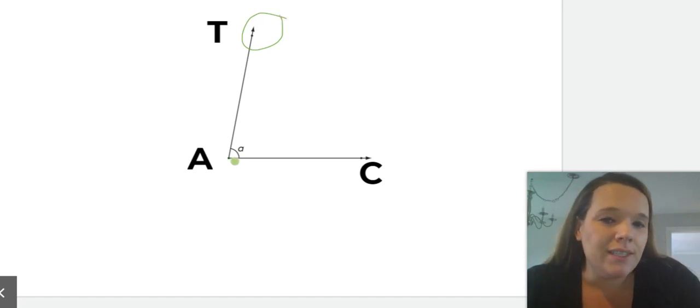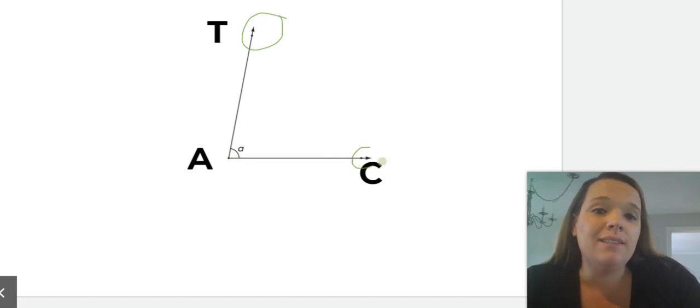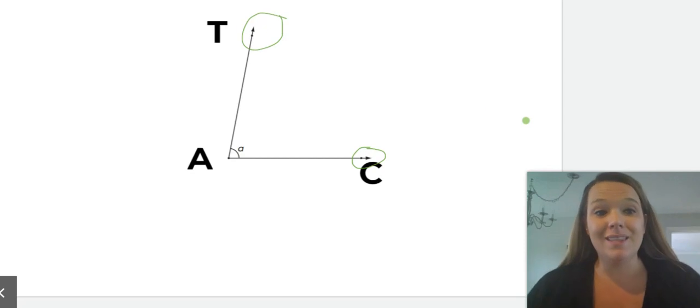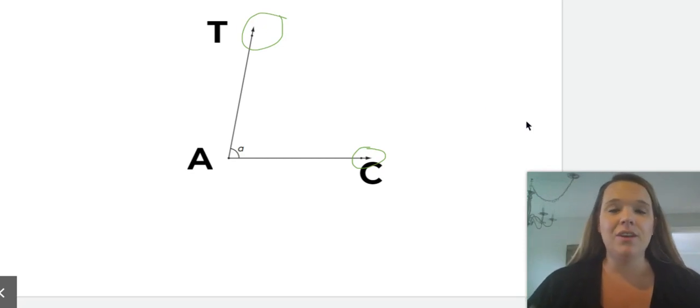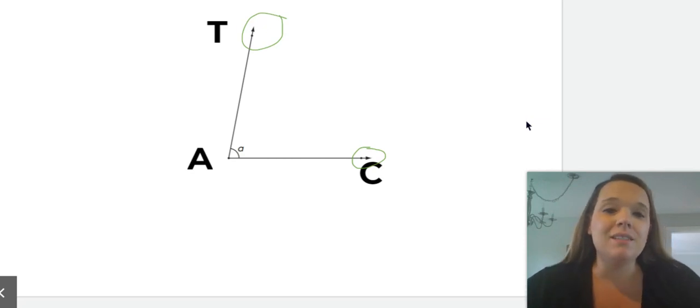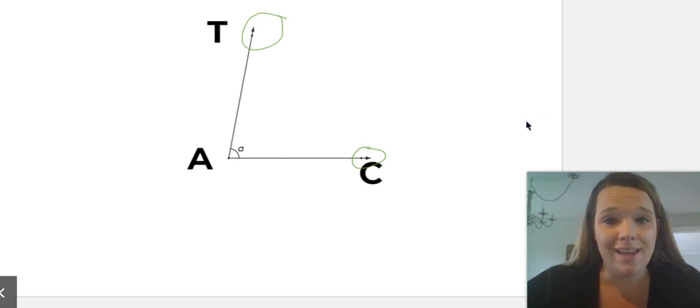Likewise, I notice here, this is definitely an endpoint. There's no arrow. This has to be an endpoint. But by the time I get to point C, I notice that there's an arrow that tells me that this is going on forever and ever in one direction. So if it's made up of an endpoint and one side that goes on forever and ever in one direction, that tells me that this is an angle made up of rays.